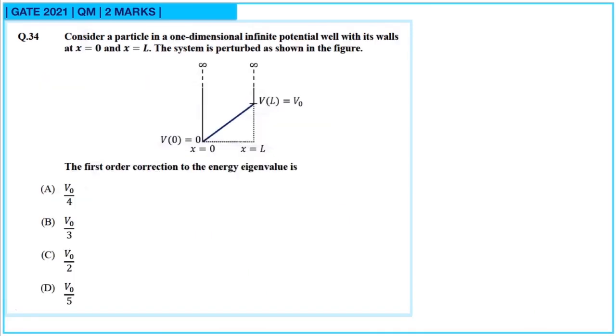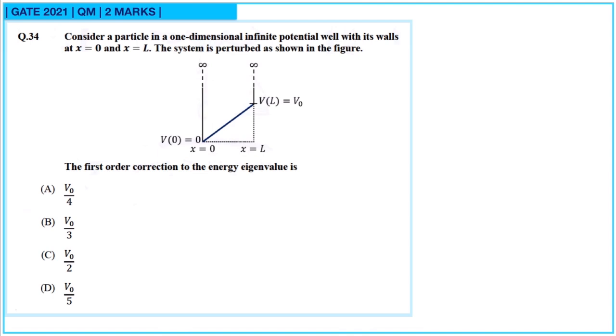Question number 34. Consider a particle in a one-dimensional infinite potential well with its walls at x is equal to 0 and x is equal to L. The system is perturbed as shown in the figure. The first order correction to the energy eigenvalue is.